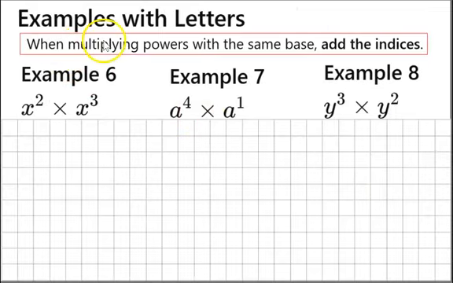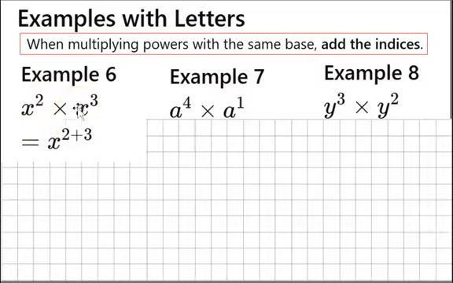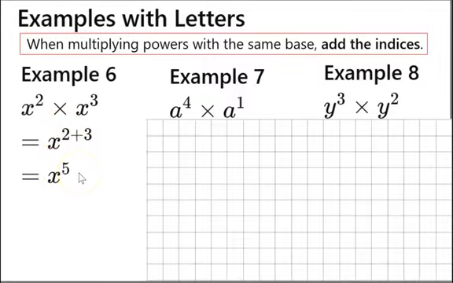When multiplying powers with the same base, we add the indices. So here are some examples with letters. So x to the power 2 times x to the power 3. Multiplying powers with the same base, we add the powers. So we get x to the power of 2 plus 3, which is x to the power of 5.